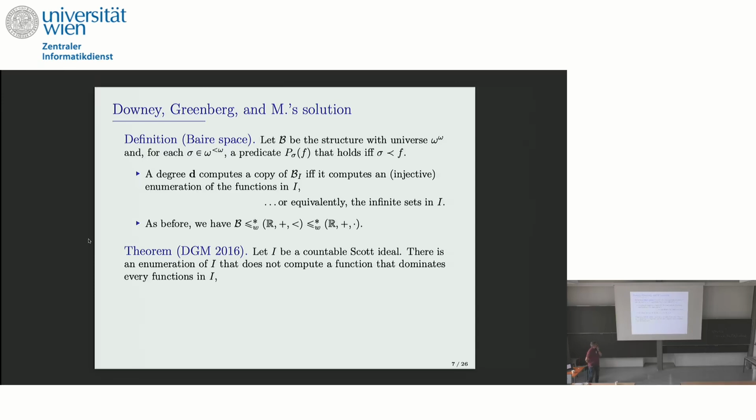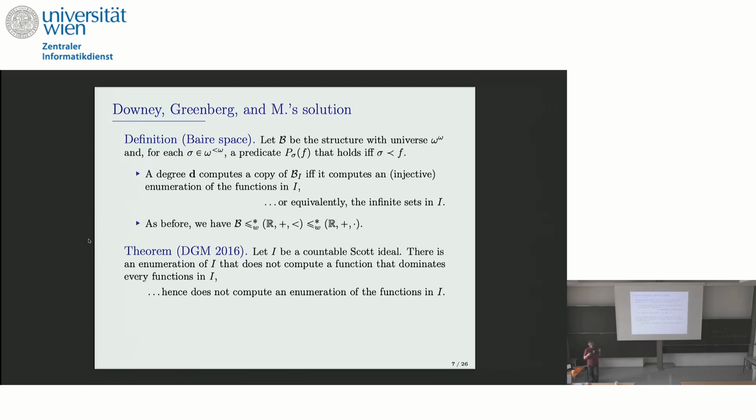So there's an enumeration of I that does not compute a function that dominates every function in I. So there's an enumeration of I, just a listing of the sets in I, that doesn't compute a dominating function. And of course, if you compute an enumeration of the functions, then you could easily build a dominating function out of that. So it can't compute an enumeration of the functions in I.